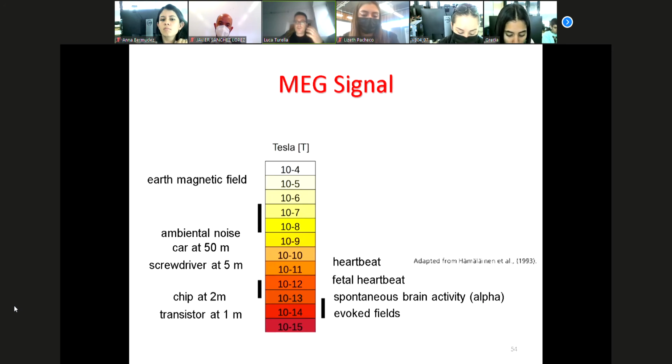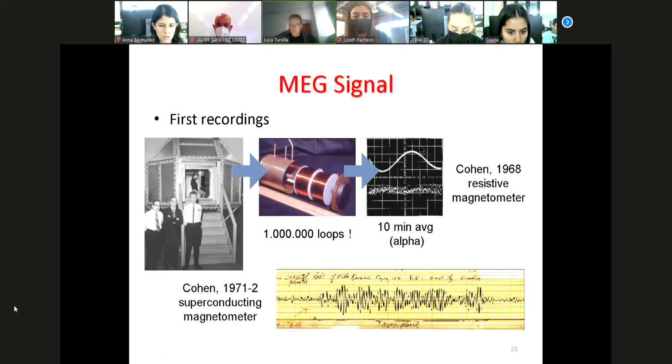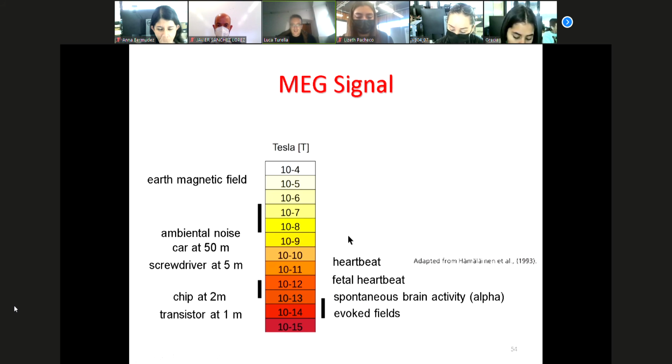Okay, so this is just to show you a bit how the signal that we measure compares with the activity of the brain. Just to give you an idea, this is in Tesla, and this is like 10 at -14, around the intensity of an evoked field. Around 10 at -13 is the activity related to alpha. Just to give you an idea, the intensity of the heartbeat is around between 10 at -10 and 10 at -11.